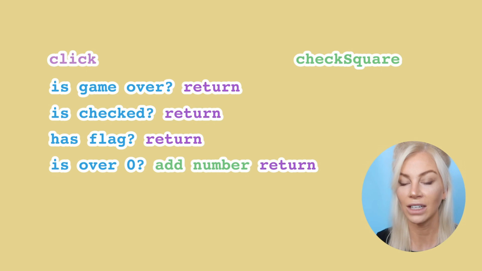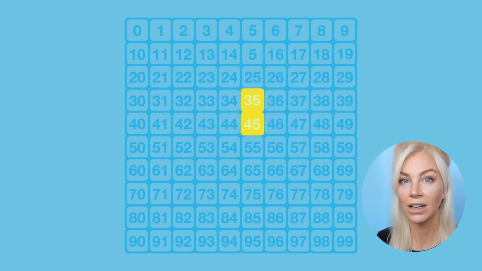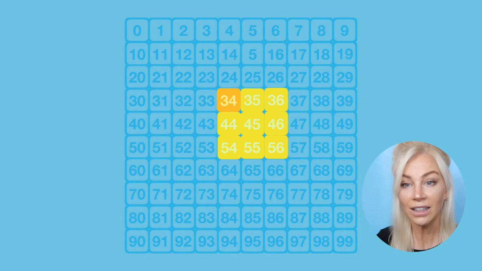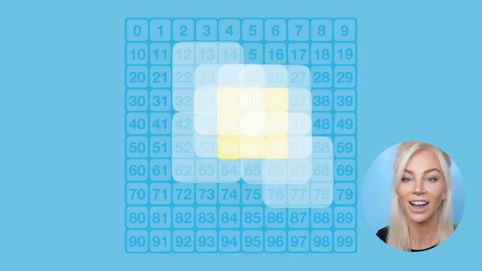Now, if the square we clicked on is none of the above, so technically a square with a data number of 0, we want to mark it as checked and invoke the checkSquare function that will check all of its neighbors. So we check the first neighbor, second, third, fourth, fifth, sixth, seventh and eighth neighbor. But what if we check the first neighbor? In that check, we also want to check that square's neighbor. So we go back to the click function and do all the checks again. If again the square is empty, we go back to the checkSquare function and so on until the loop is broken. Pretty cool, right? Recursion.